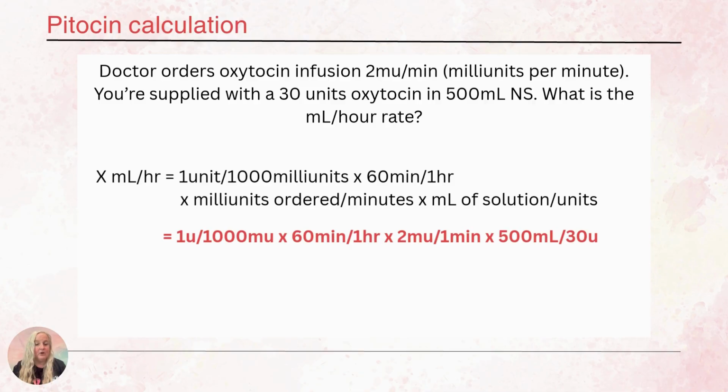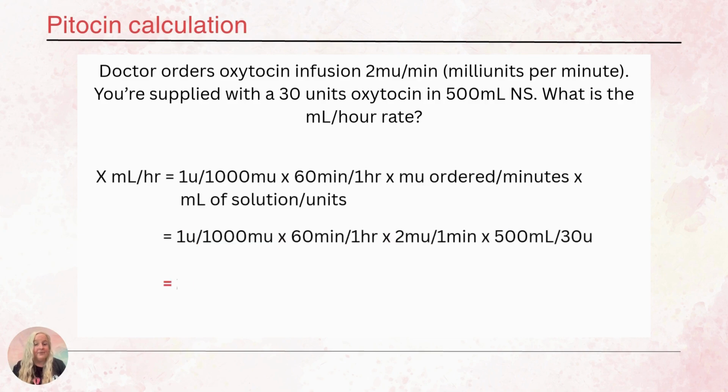We have 1 unit over 1,000 milliunits times 60 minutes over 1 hour times the number of milliunits ordered is 2, and then the minutes to give is 1, because remember we wanted to give 2 milliunits per minute. And then we multiply that by the milliliters of solution in the bag, which is 500 milliliters, over the number of units in the bag, which is 30 units. And when we calculate this out, we get the same answer of 2 milliliters per hour as our infusion rate.